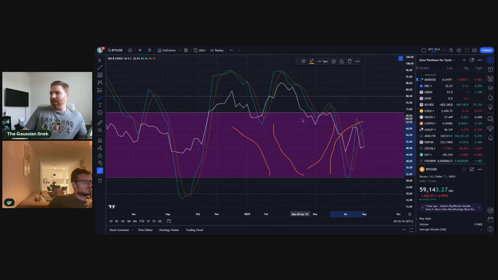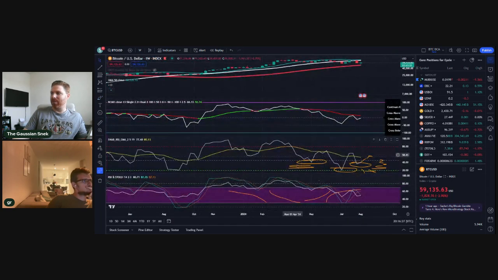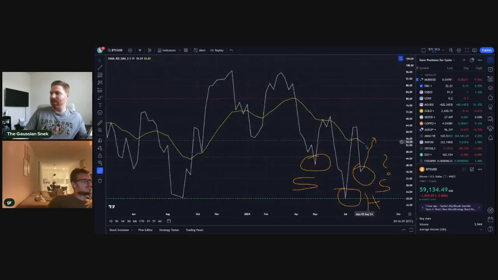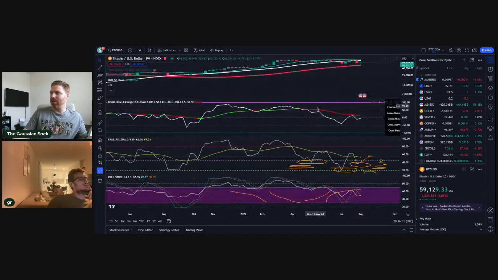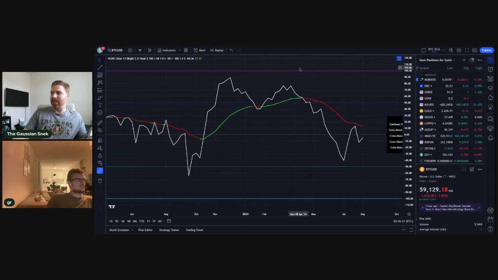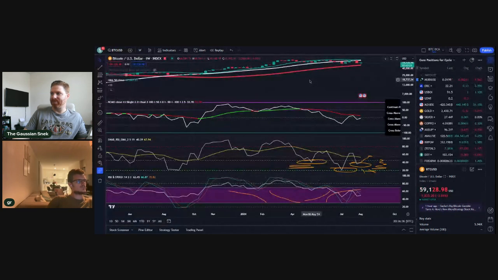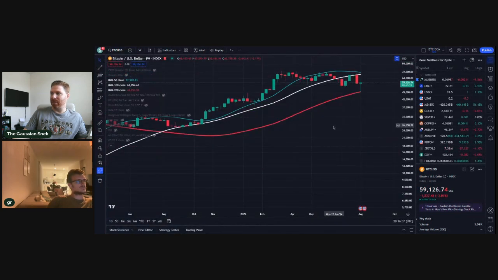So I don't usually like the traditional RSI and stochastic RSI. To me, it's just not as easy to interpret as something like this, the Snabble RSI or the reverse Chande. So that's kind of my thoughts.